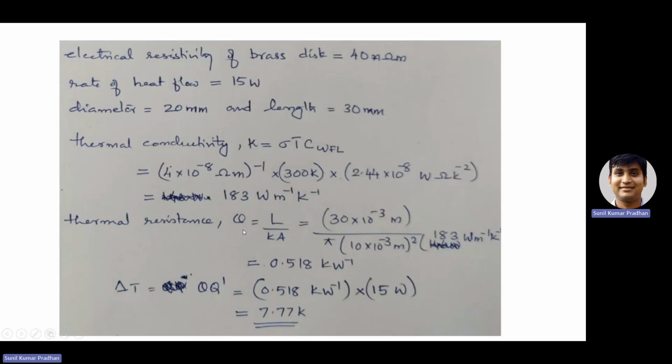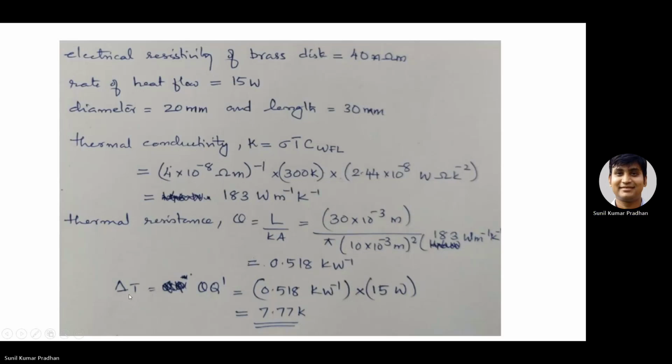Then what is my thermal resistance? That is length divided by thermal conductivity into area of cross section. So length and area of cross section are already given in the question. So it is coming to be 0.518 Kelvin per watt.